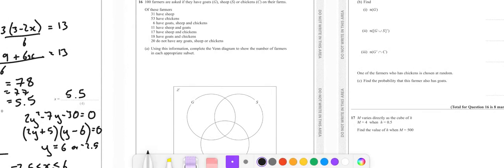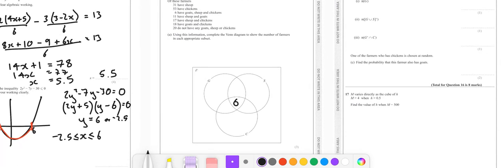Okay, 100 farmers are asked if they have goats, sheep, or chickens on their farm. Of the farmers, 31 have sheep, 53 have chickens, 6 have goats, sheep, and chicken. So that's something we can put in the middle. 11 have sheep and goats. But of those 11 sheep and goats, 6 of them have all three. 17 have sheep and chicken. So that means that's going to be 11. And 18 have goats and chickens. 12. 20 do not have any goats, sheep, or chicken.